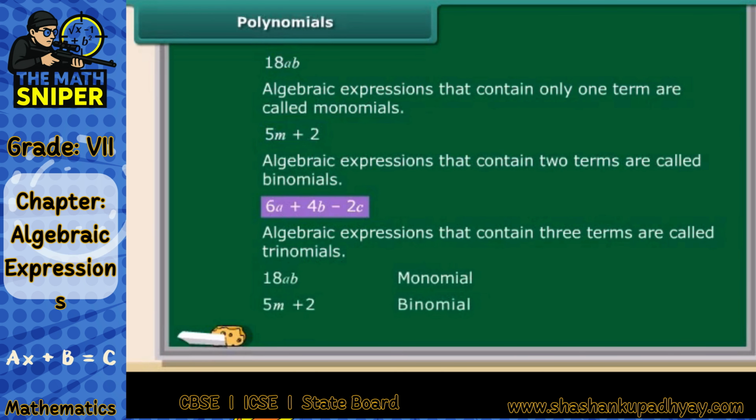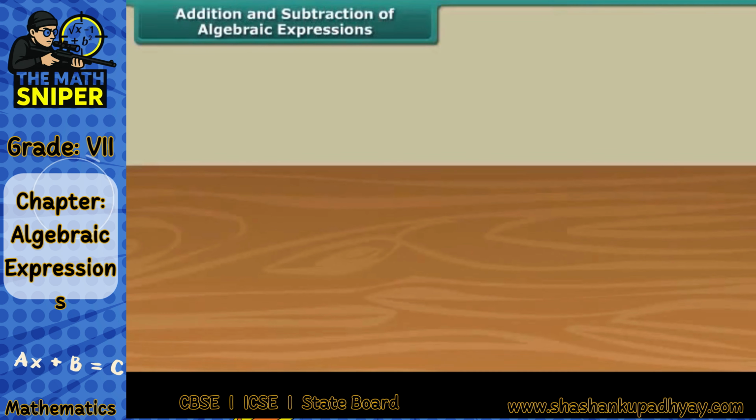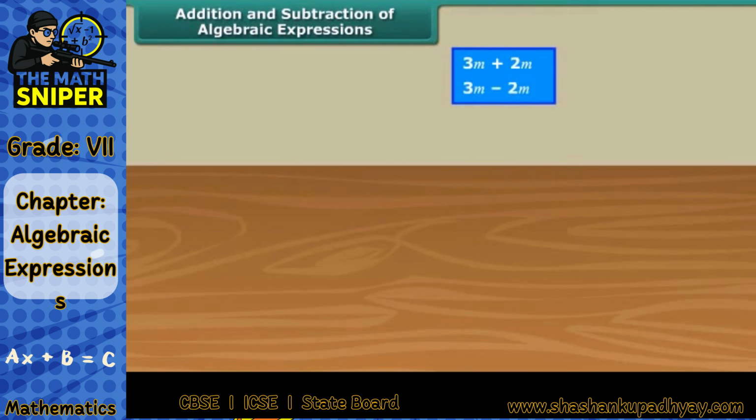Remember, all algebraic expressions that have one or more than one term are called polynomials. Therefore, monomials, binomials and trinomials are all polynomials. We can only add or subtract like terms. But why is it so? Think of it like this.